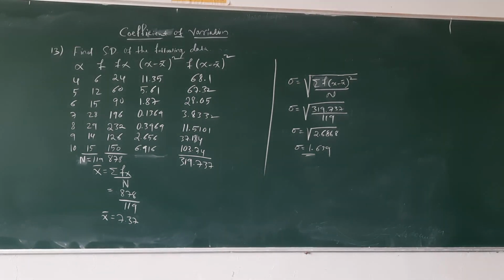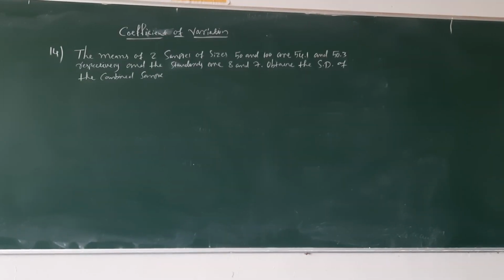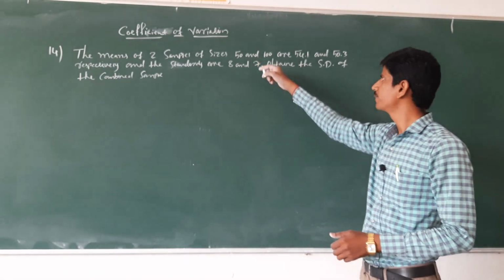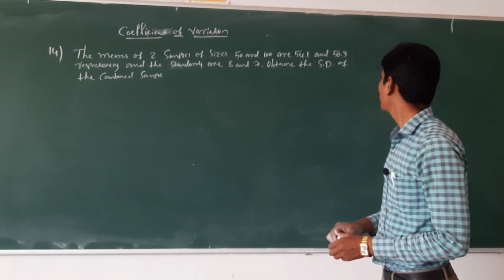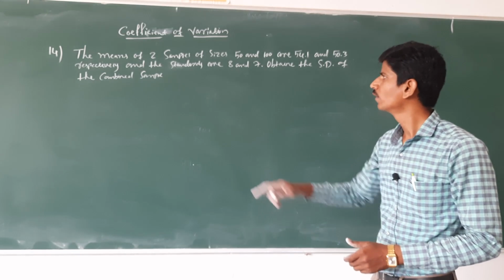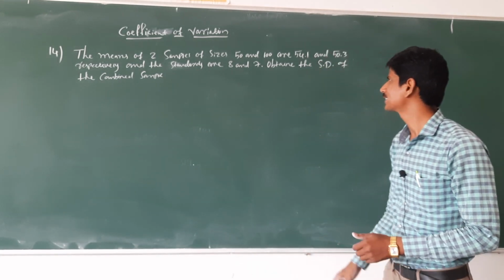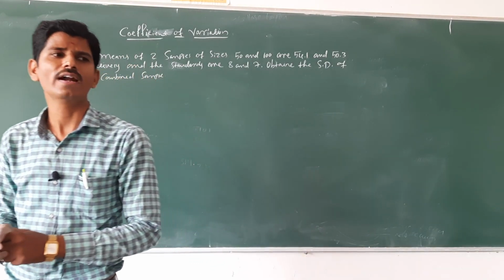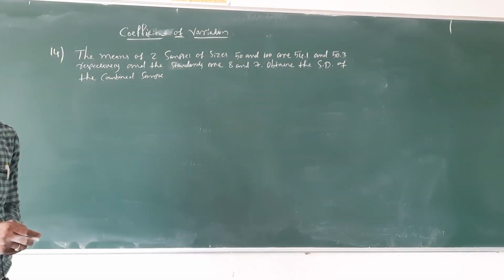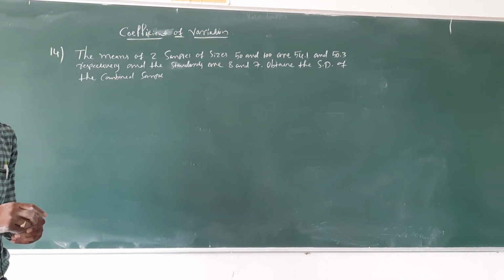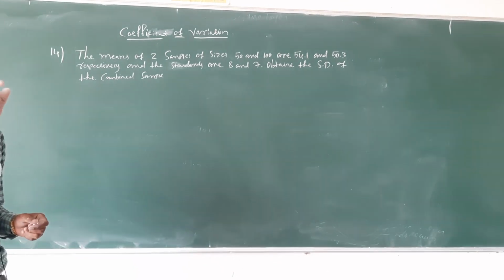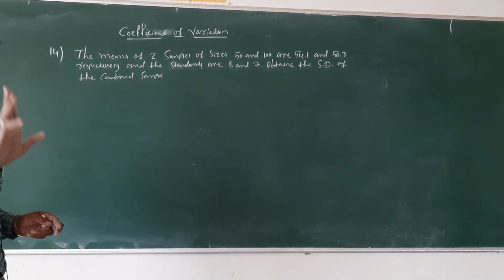Okay, the next one, that is the 14th problem. Here in the 14th problem they are given the means of two samples of sizes 50 and 100 are 54.1 and 50.3 respectively, and the standard deviations are 8 and 7. Obtain the standard deviation of the combined sample. Means here you have to find a combined standard deviation, that is sigma c. Here they are given two sample sizes, two sample means and two standard deviations.